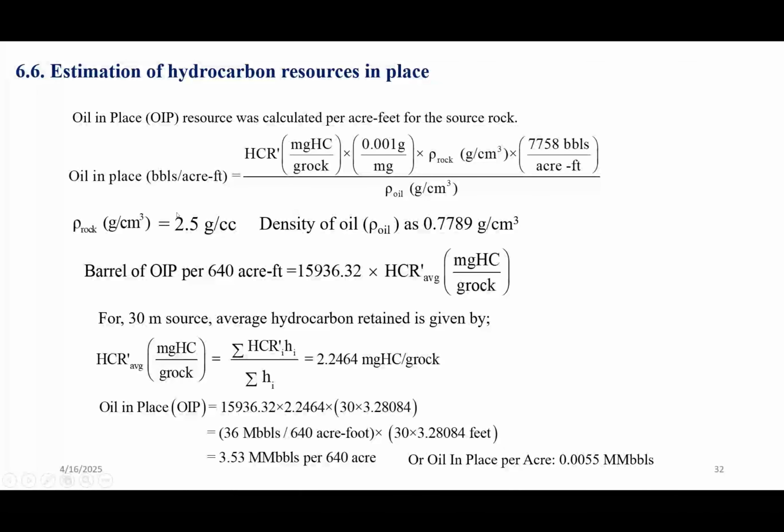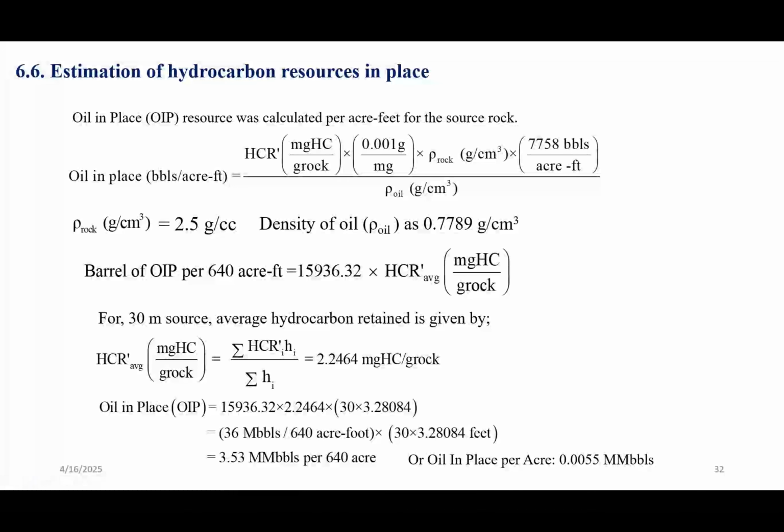One example: we have calculated the density of oil, the rock density, and S1. From there we have HR1, this is 2.24 we have calculated. From there, oil in place is calculated as 3.53 million barrels per 640 acre feet area. So per acre feet, 0.005 million barrels. So you can say 5,500 barrels per acre feet.